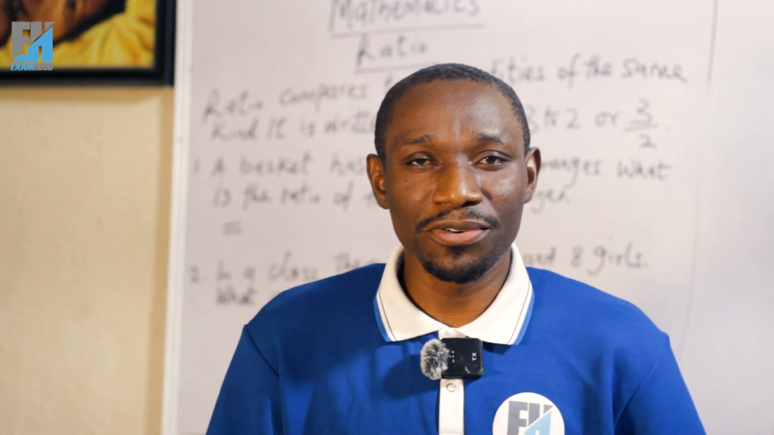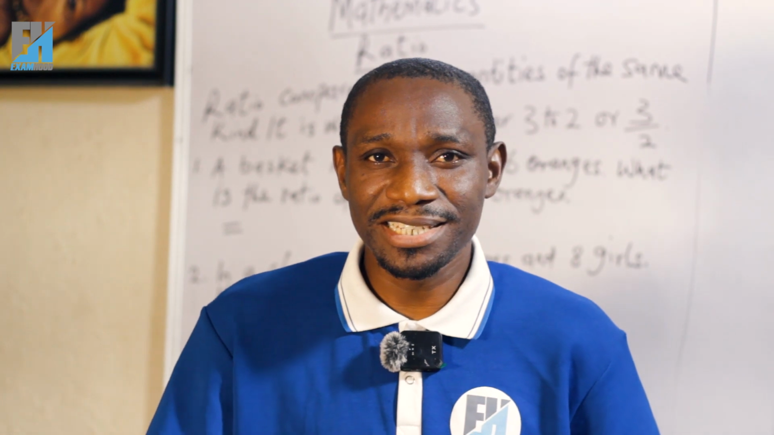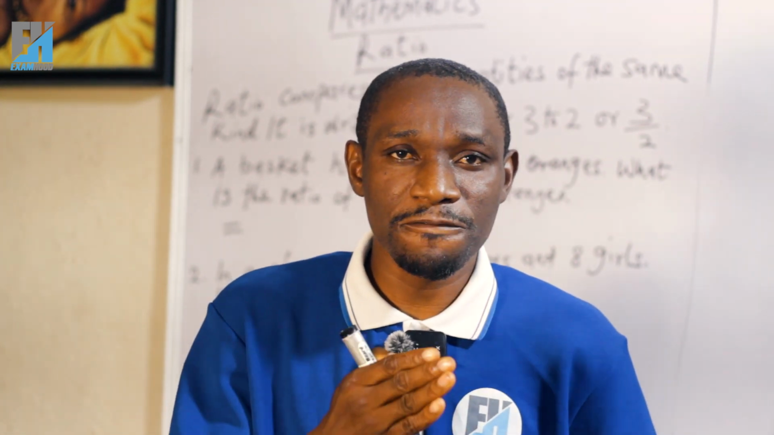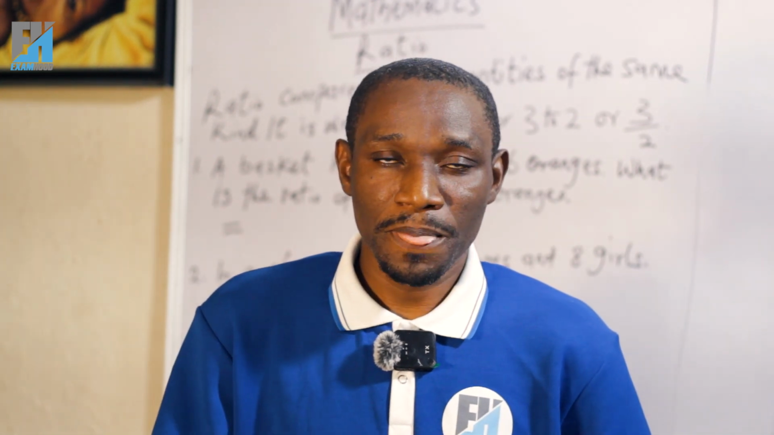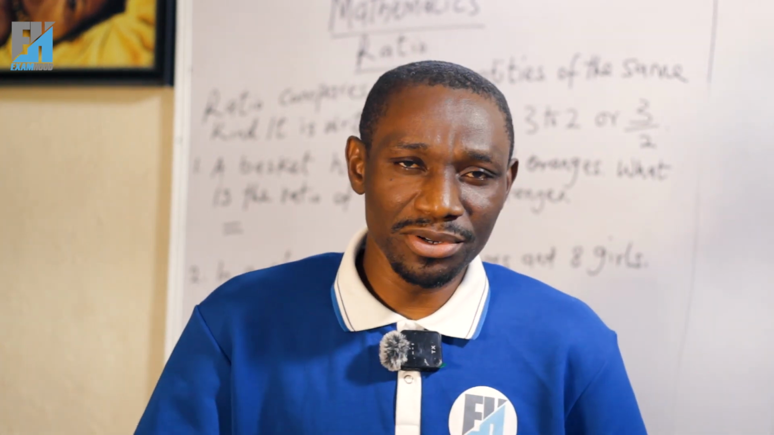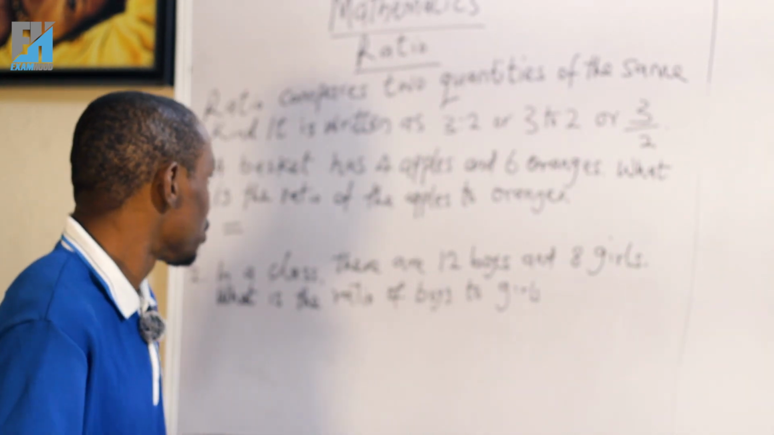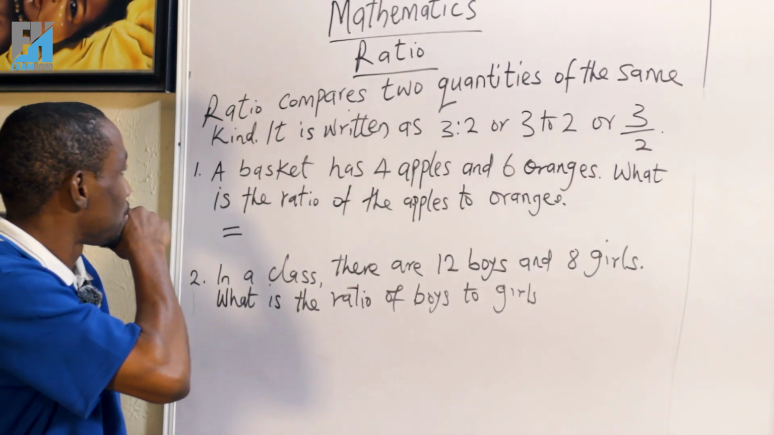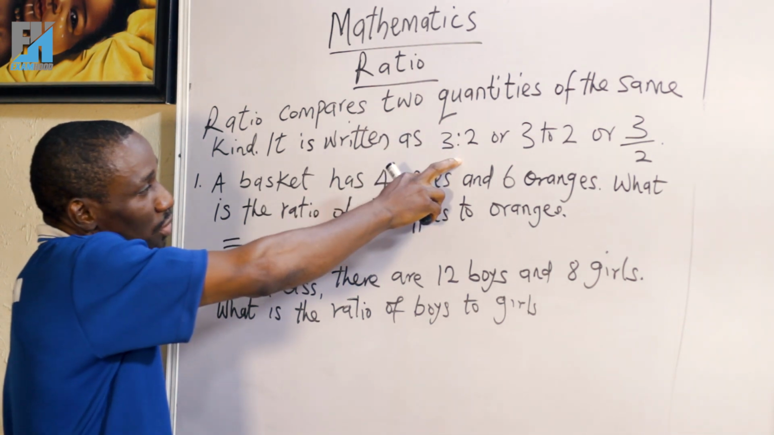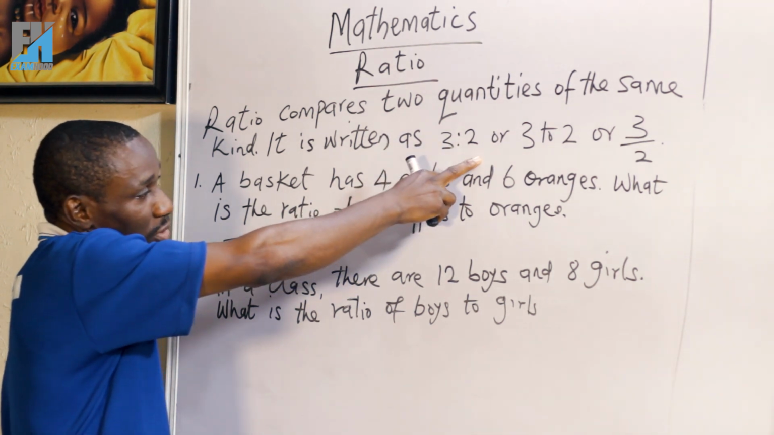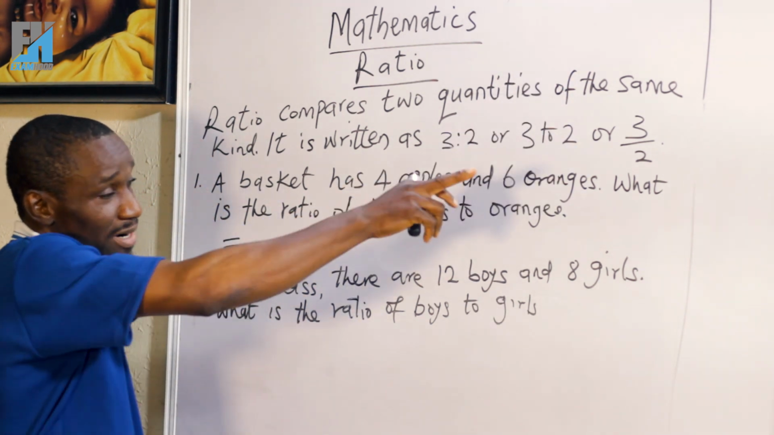For instance, in a class of 100, where you have 20 boys and 80 girls, you can see the ratio of boys to girls is 20 is to 80, or 20 to 80. So there's a way you can express it. Let's see how we can express this on the board. You can write ratio like this: 2 with this colon to 3, or you can write it 3 to 2, or 3 over 2. All of them are the same.